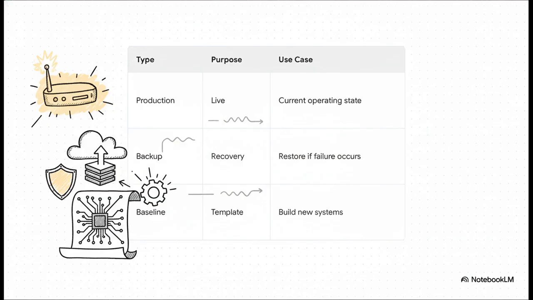Now, part of managing all this change safely means you're basically juggling 3 different versions of the network settings. You've got the production version, that's what's live right now. You have a backup, a safe copy you can roll back to if everything goes wrong. And then you have a baseline or a golden configuration. That's the perfect, pristine template you use to build any new devices.